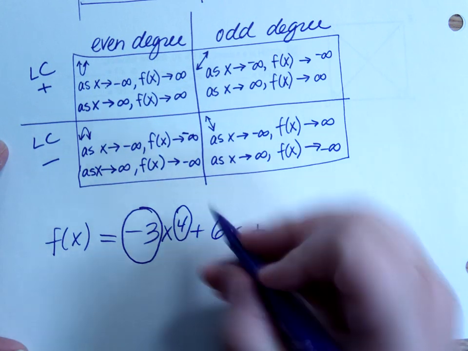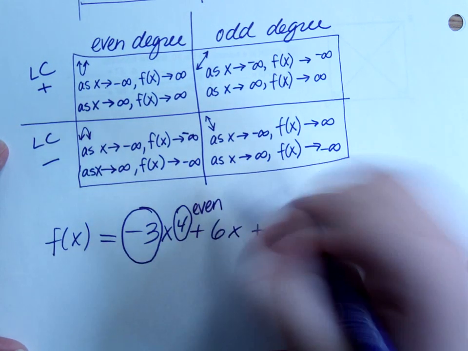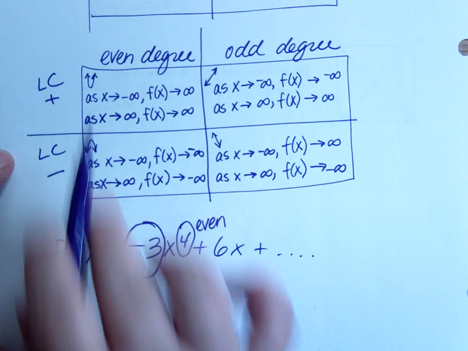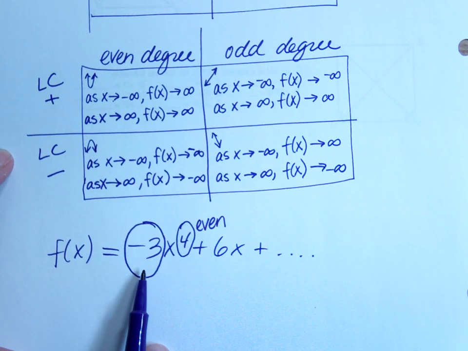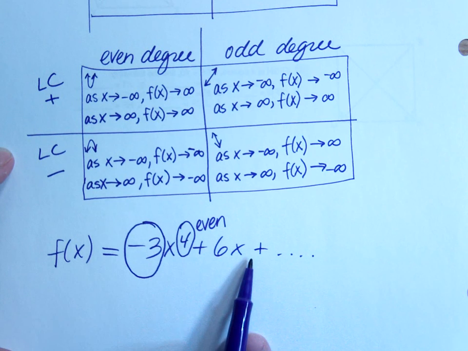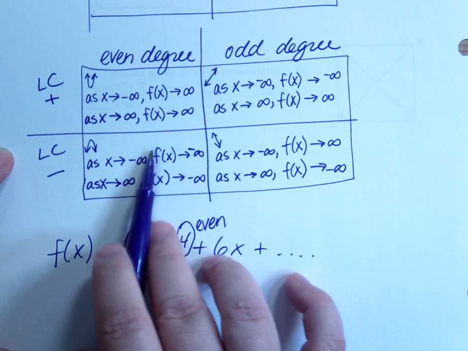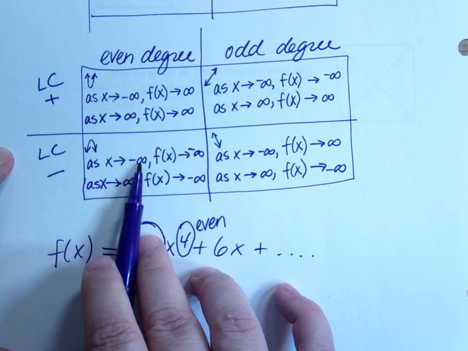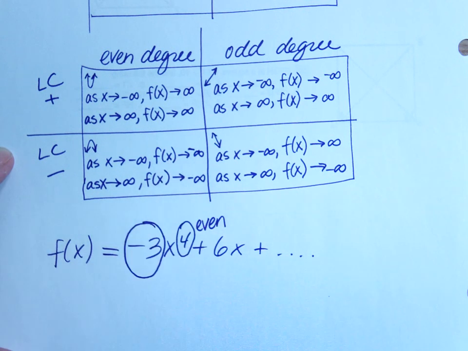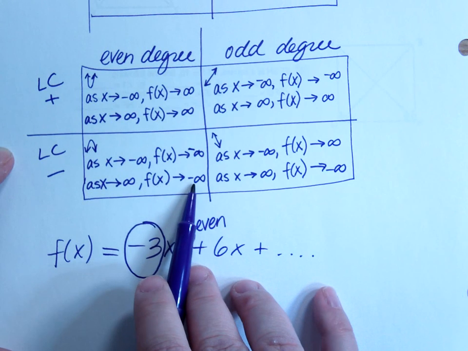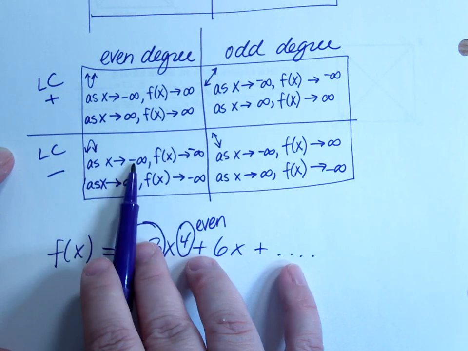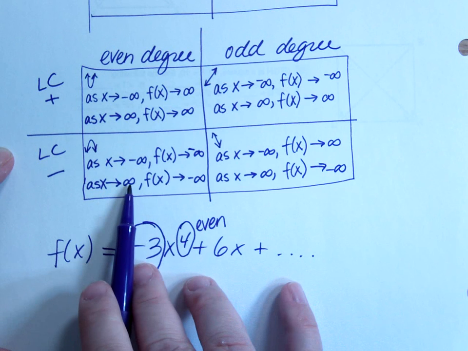So this is even. So that means it's going to be like a parabola. Both ends are going to point up, or both ends are going to point down. They're both going to point down because the leading coefficient is negative. So my end behavior for this guy would be everything that's in this box. I would say as x approaches negative infinity, f of x approaches negative infinity. As x approaches positive infinity, f of x approaches negative infinity. This says on the left, it points down. On the right, it points down.